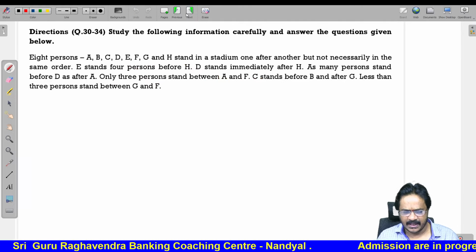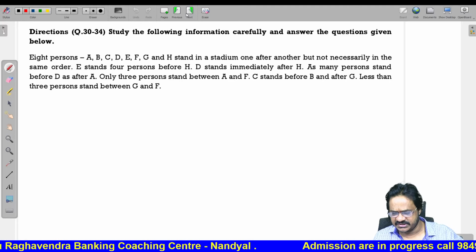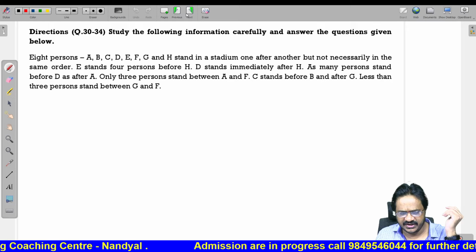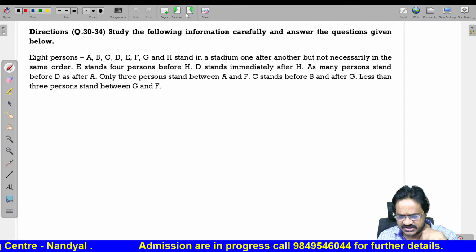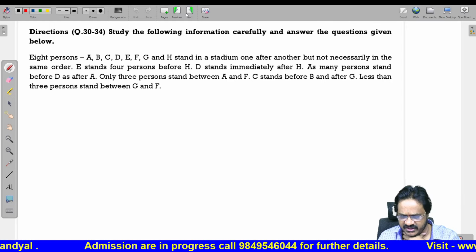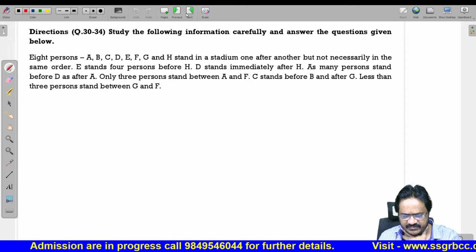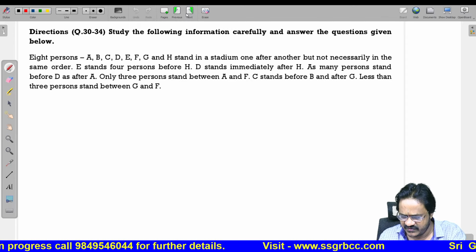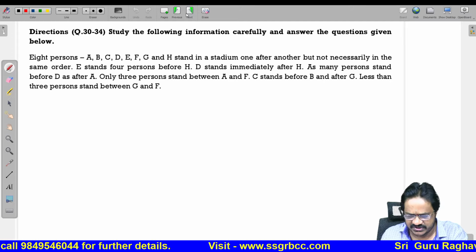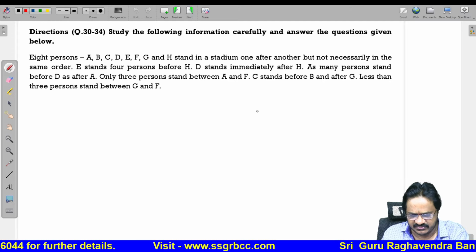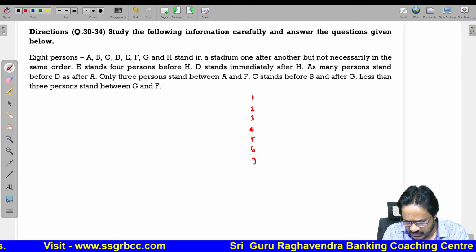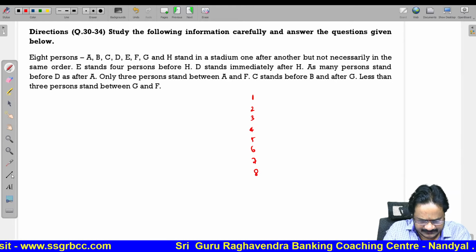Next one. 8 persons are there in a stadium, one above the other. E stands 4 persons before H, D stands immediately after H. As many persons are there before D as after A. Only 3 persons stand between A and F. C stands before B and after G. Less than 3 persons are there between G and F. Now, total 8 persons are there.